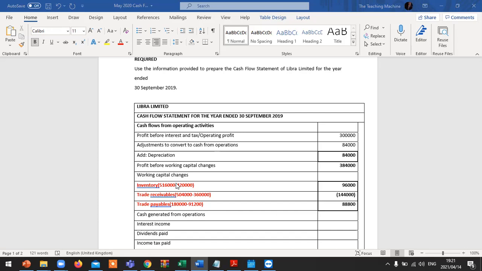So every time when you think of these two, the inventory and receivables, think of Cash Crusaders, because if you have assets in your home and if your assets decrease in value, it means that you went to Cash Crusaders to sell your assets. But if your assets increase, it means that you bought assets from Cash Crusaders.